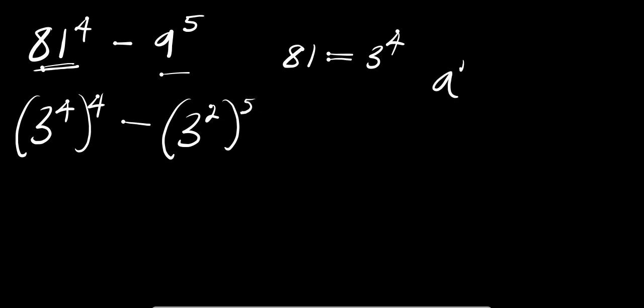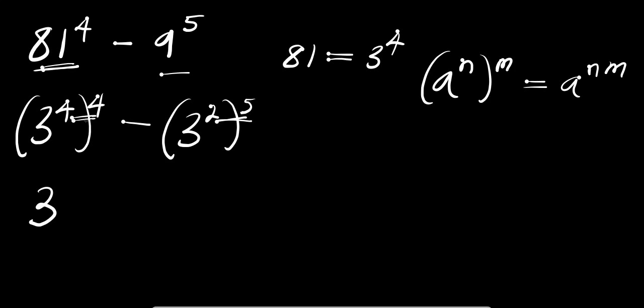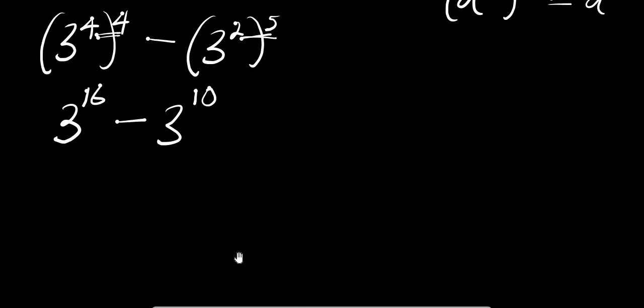Now, if you have a power n raised to the power of m, this equals a power n times m. So I'm going to multiply this out. So we are going to have 3 power 4 times 4 is 16 minus 3 power 2 times 5 is 10. So we now have 3 power 16 minus 3 power 10.